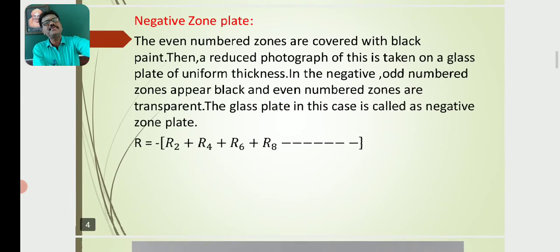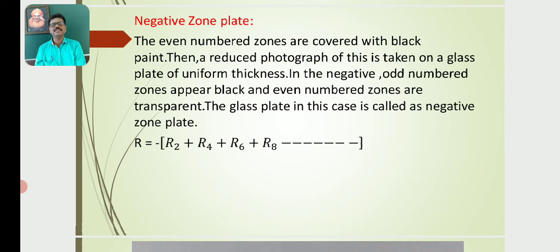Then what is the negative zone plate? It is exactly opposite to that of the positive zone plate. In this case, the even numbered zones are covered with black paint. Then a reduced photograph of this is taken on a glass plate of uniform thickness. In the negative, odd numbered zones appear black and even numbered zones are transparent. The glass plate in this case is called a negative zone plate.